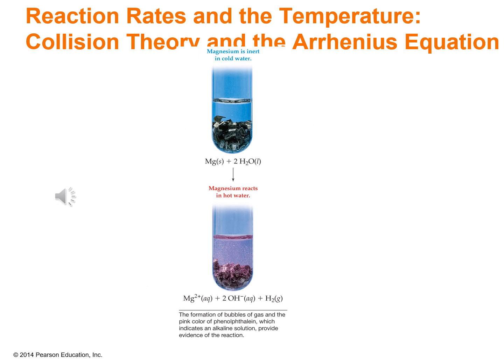So another example of how temperature affects a reaction would be the example shown in the book here with magnesium being inert in cold water, showing it being blue, but it reacts with hot water, and in this case it turns purple. So this is an example that's given on page 468.